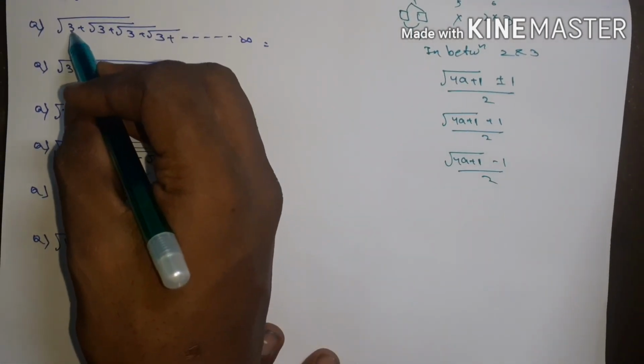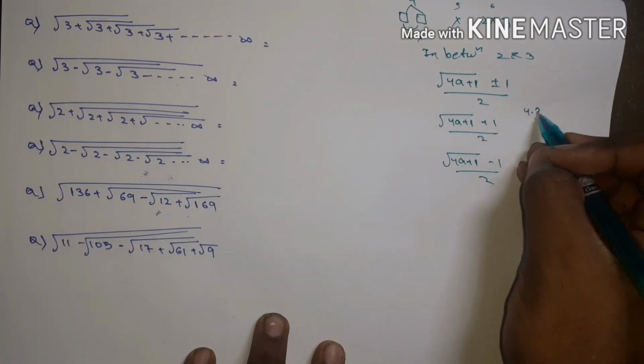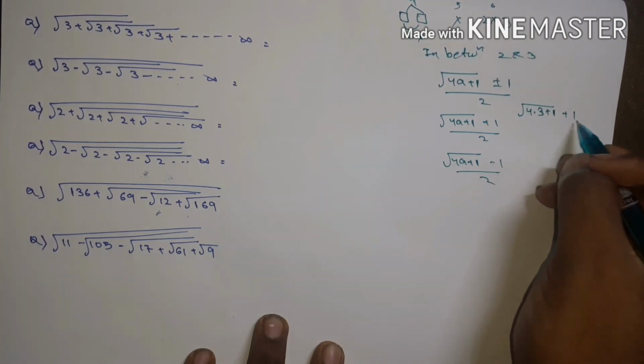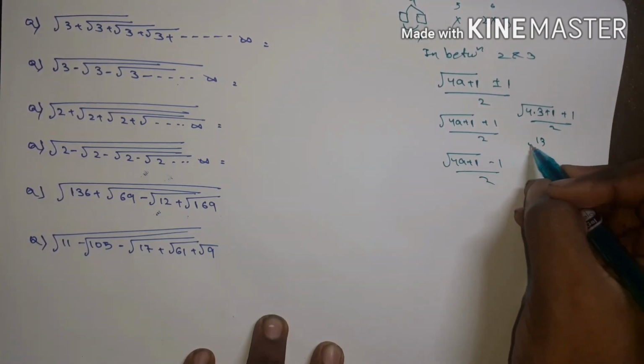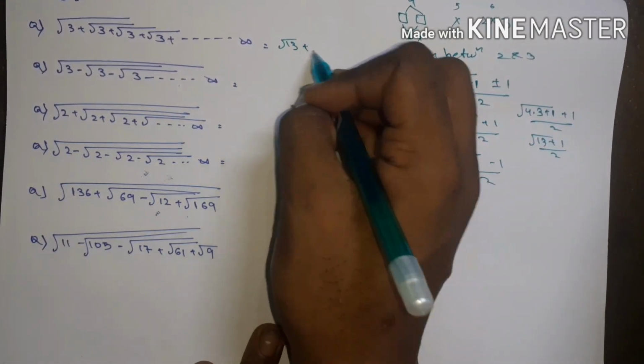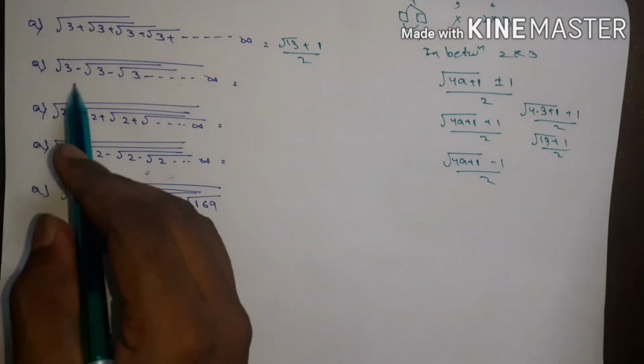Here a is 3. Then you have to put 4 into what? 4 into 3 plus 1, root over, plus 1 by 2. Root 13 plus 1 by 2. Its answer is root 13 plus 1 by 2. Okay. Then go for this.